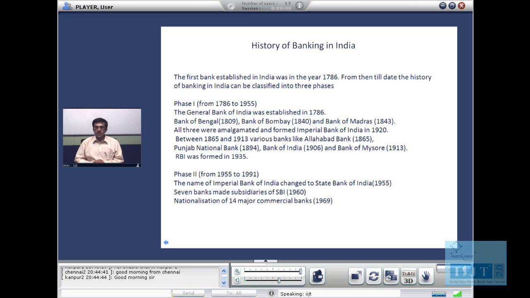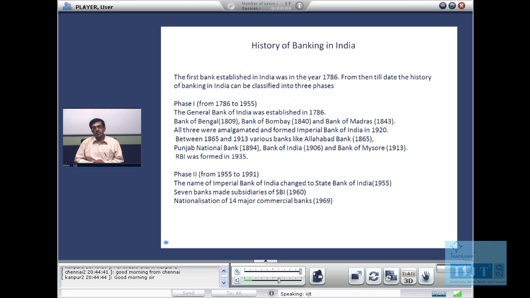So at that time, the first change that was made post-independence was that Imperial Bank of India's name was changed to State Bank of India, and 7 other banks were made subsidiaries of State Bank of India in 1960. Indira Gandhi, when she came into power, nationalized 14 major commercial banks. The reason behind nationalization was that banks were supposed to be more user-friendly, and sector-wise importance was to be given.